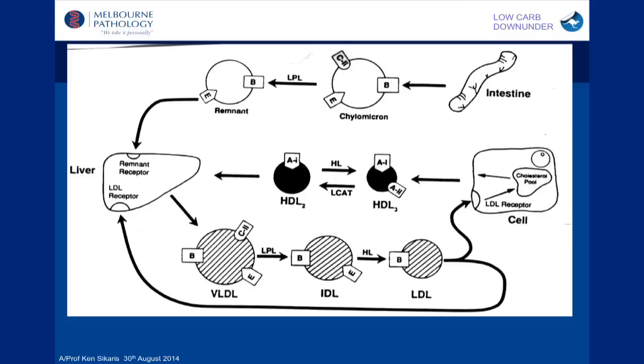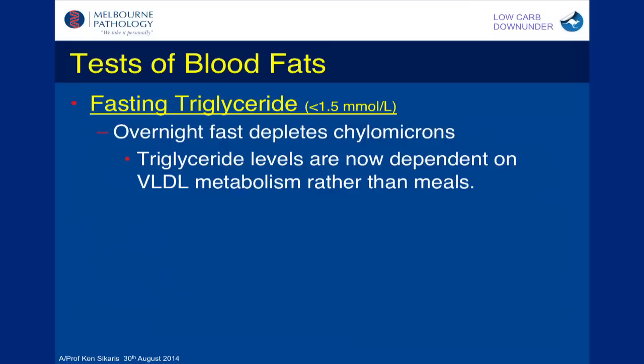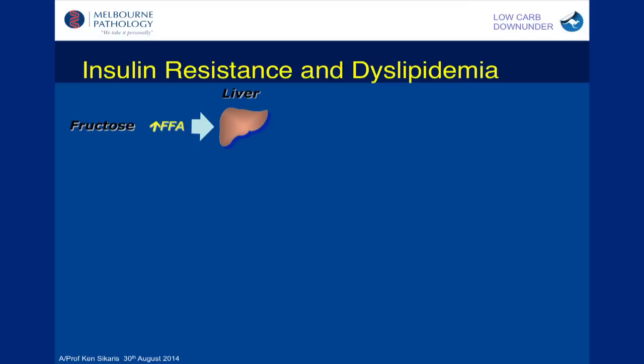And so what we need to do is get rid of this particle by fasting for 10 hours. That's why I have to fast for a triglyceride test, so we can get rid of that dietary particle and we can concentrate on these particles. So fasting triglyceride, which should be under 1.5, is because we've got rid of the chylomicrons. Okay, so going through these particles, now the VLDL particle is what we're interested in because that's full of triglyceride.